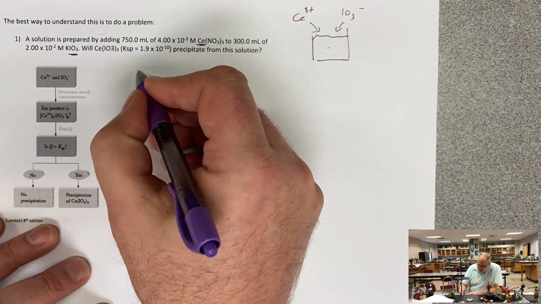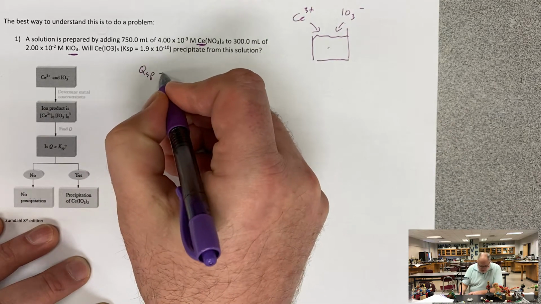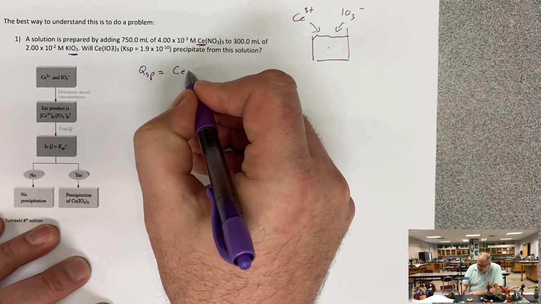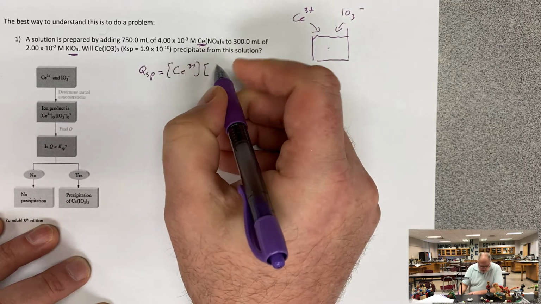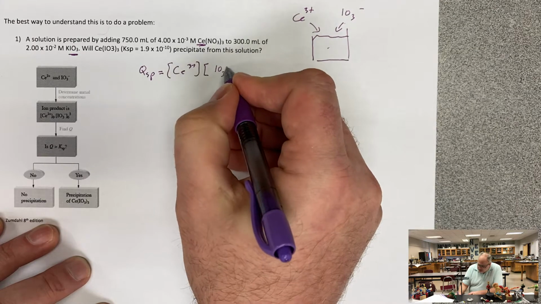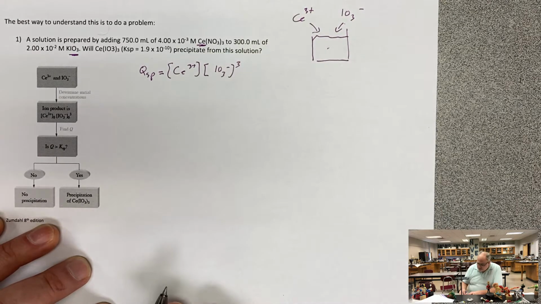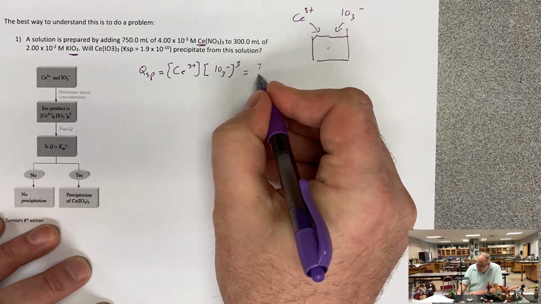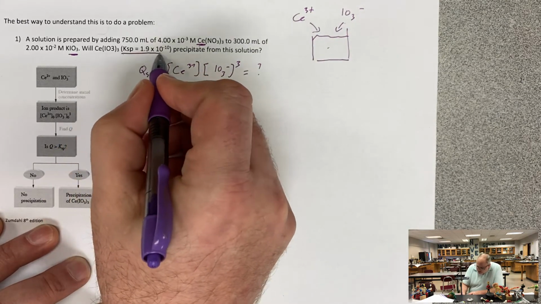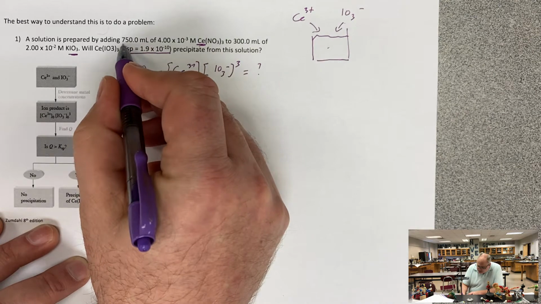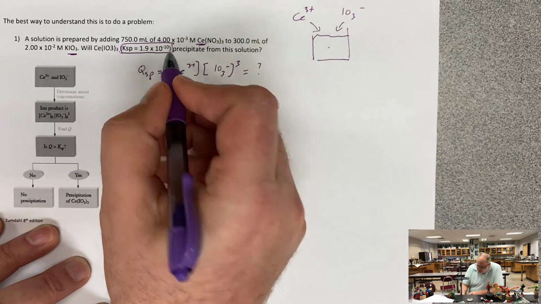Those two things together, we're going to multiply them together to get our Qsp. If we set it up, our Qsp is going to be equal to Ce3+ multiplied by IO3- all cubed, right? We want to find out what this value is. Now, we know what our Ksp value is because they were so kind as to put it right here. I'm going to box this because boxing makes learning easier.